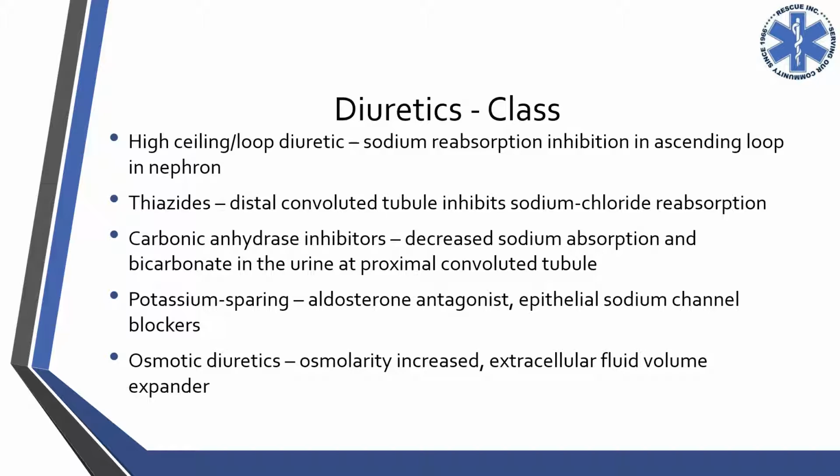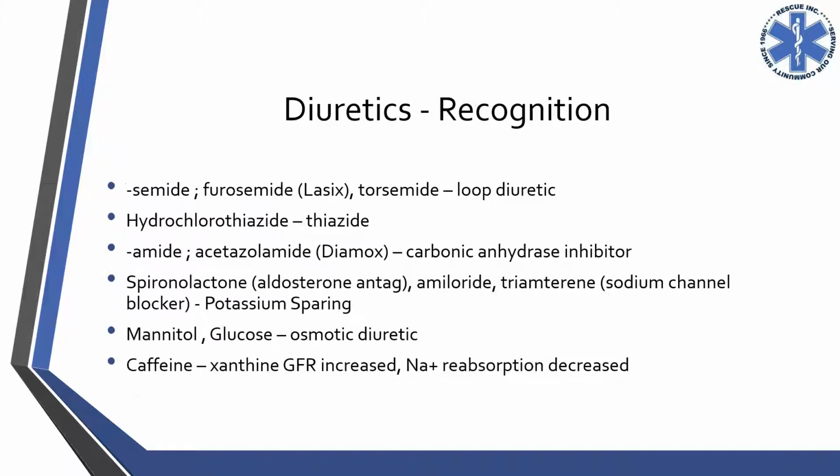And then we have osmotic diuretics. So osmotic diuretics, they increase serum osmolality. Extracellular fluid volume is expanded. So make that shift from the cells to the intravascular space. It's a volume expander. But they essentially diurese the cells. Take water from the cells and they kind of relocate it into the interstitial space or into the vascular space. So mannitol is an example of an osmotic diuretic.